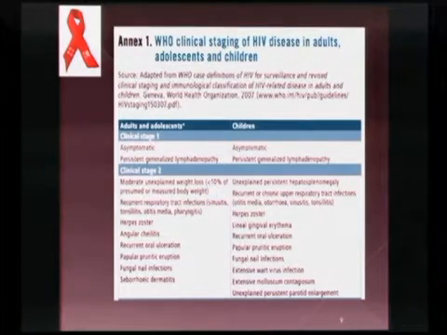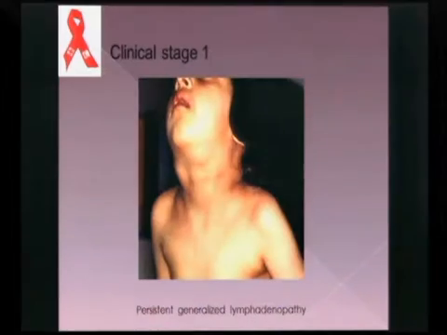sinusitis, and tonsillitis. They can also present with herpes zoster, linear gingival erythema, recurrent oral ulceration, papular pruritic eruption, fungal nail infections, extensive molluscum contagiosum, and unexplained persistent parotid enlargement. This is a child who presents with persistent generalized lymphadenopathy.